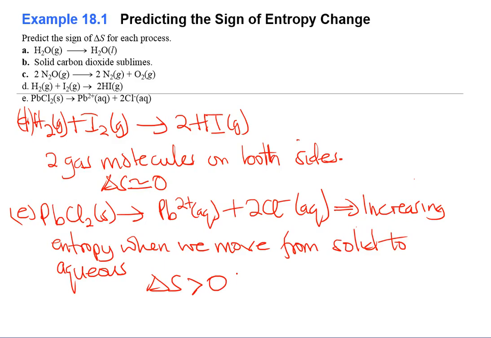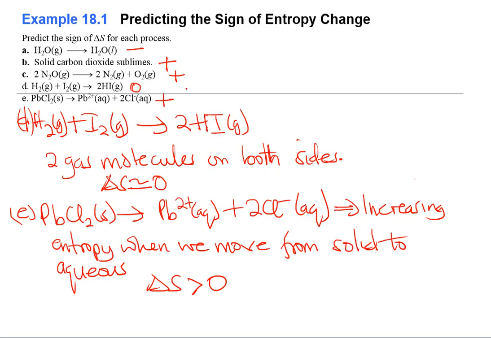So here we say predict the sign of the entropy change. Here the sign will be negative, while here it will be positive. Here it will be positive. Here it will just be 0. Here it will be positive. So whenever delta S is greater than 0, that is a positive sign. Whenever delta S is less than 0, that is a negative sign.